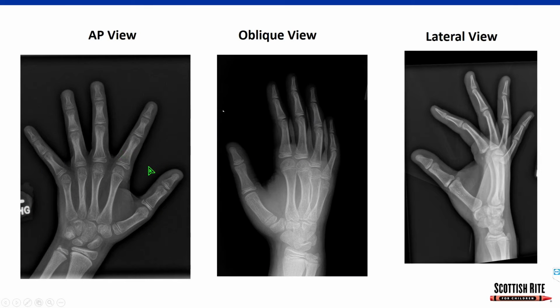A good AP has the hand flat. You can visualize all of the joint space as well. On this hand, you can see these lines just past the epiphysis, which is this part here. You can see the physis, or the growth centers of these bones. These growth plates are important to evaluate.